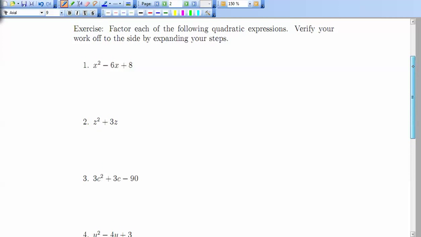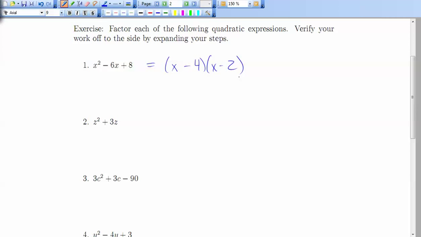Let's say we take a look at the first one here. There's no quadratic coefficient other than, of course, the implied one, 1. So we don't need to factor anything out. We can go straight to asking ourselves, what are two numbers that multiply to give us plus 8 and add up to give us negative 6? If we think about that a bit, we end up with negative 4 and negative 2 as the two possibilities.